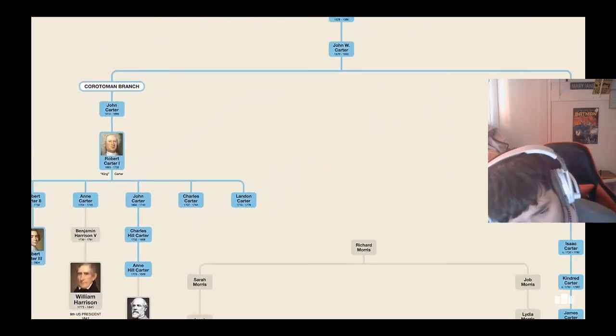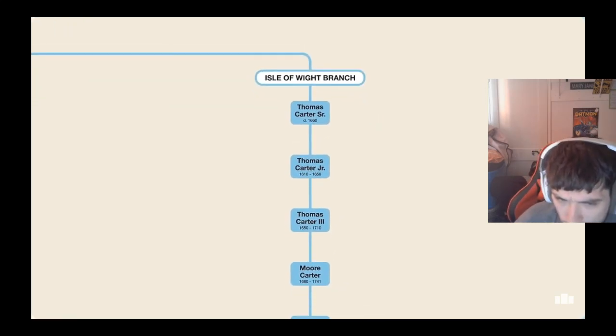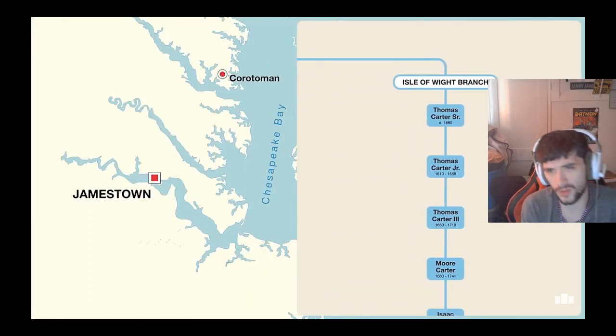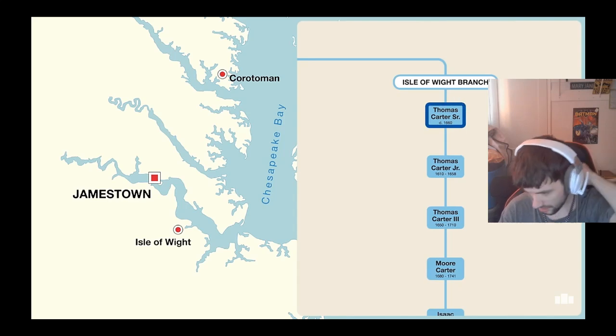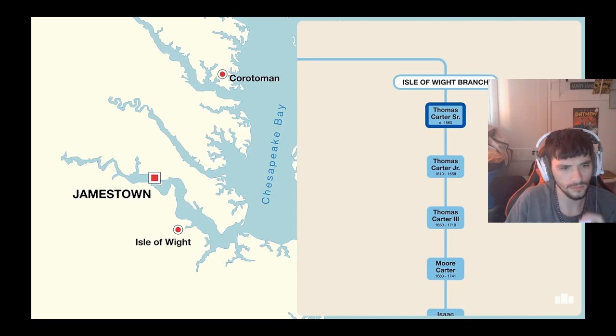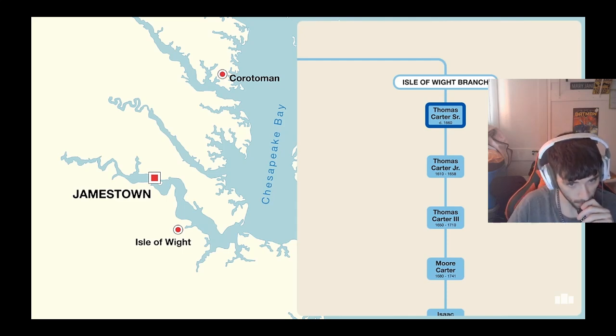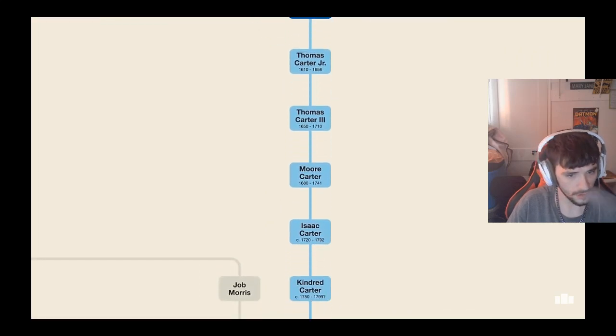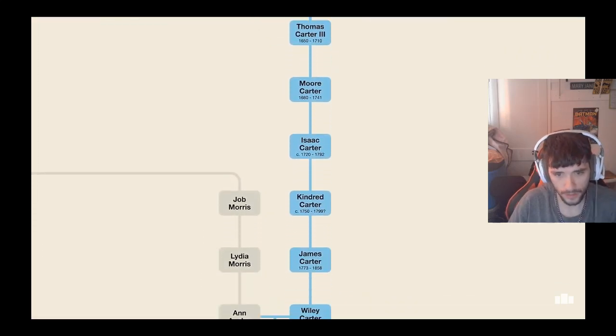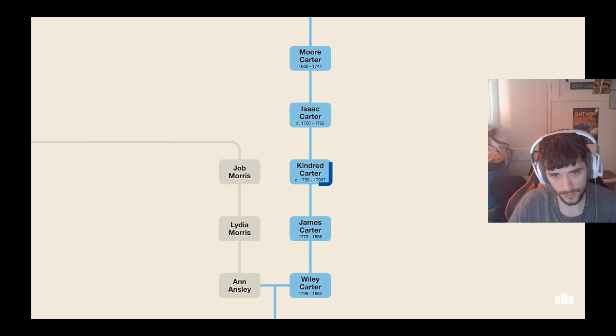Okay, let's now look at the Isle of Wight branch, which is so named because that's the county in Virginia where Thomas Carter Sr. settled. He was either the brother or the nephew of John Carter of the Corotoman branch. As a whole, the exact details of the Isle of Wight branch are a little less certain, but we do know that we eventually get a descendant of Thomas Carter Sr. named Kindred Carter, who was the first person in this line to settle in Georgia, Jimmy Carter's home state.